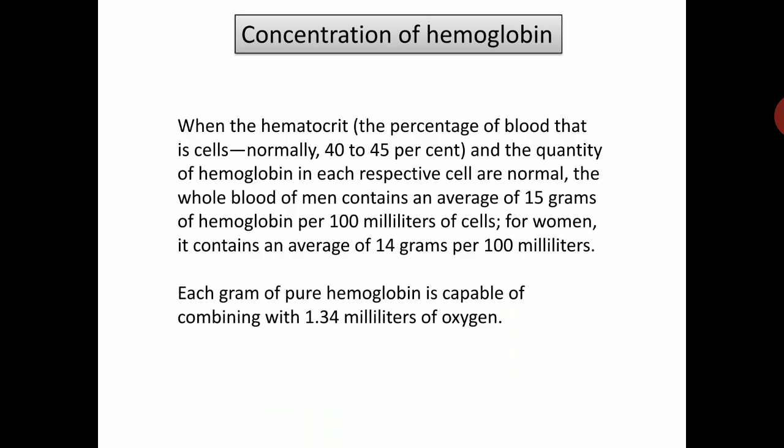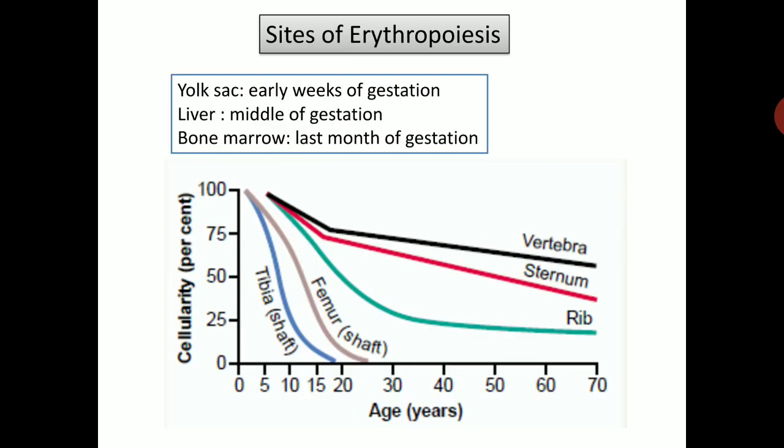Because when we come to another concept in which we will calculate the total amount of oxygen carried by blood, this value will be important. Okay, so sites of synthesis of hemoglobin: actually, hemoglobin is synthesized inside the RBC. So synthesis of RBC is what, erythropoiesis.